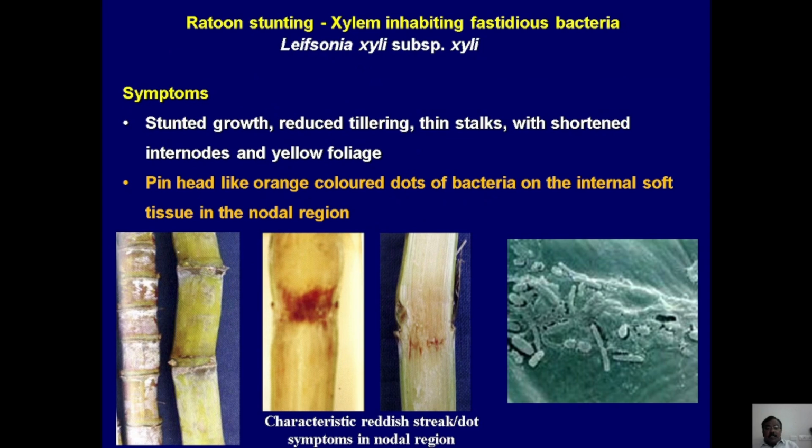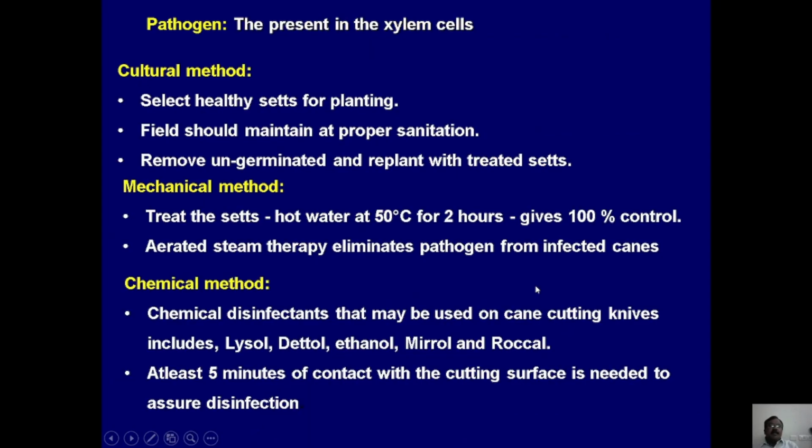And then ratoon stunting, it is also another unique disease which is caused by the xylem inhabiting fastidious bacteria Leifsonia xyli subspecies xyli. So the infection leads to stunted growth of the affected plant, reduced tillering, formation of thin stalks, shortened internodes and yellow foliage. It also produces pinhead like orange discolored spots or dots on the internodal tissues due to the building up of bacterial population. And the pathogen is mainly present in the xylem area.